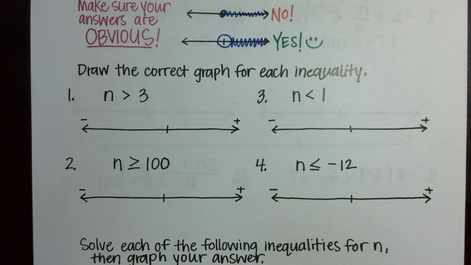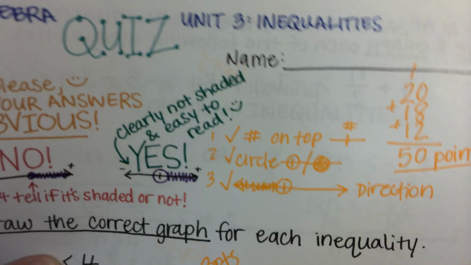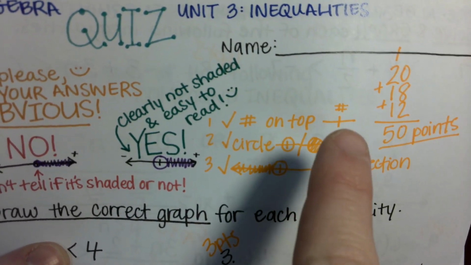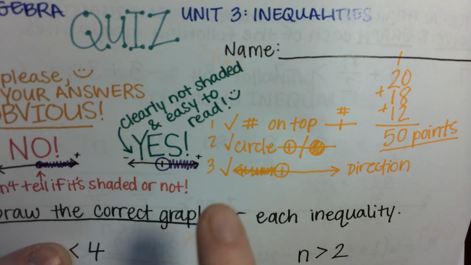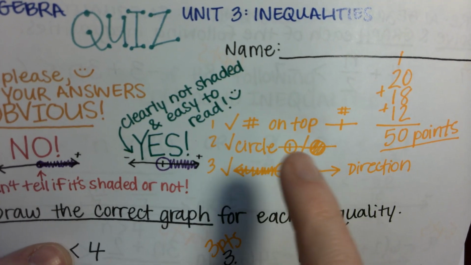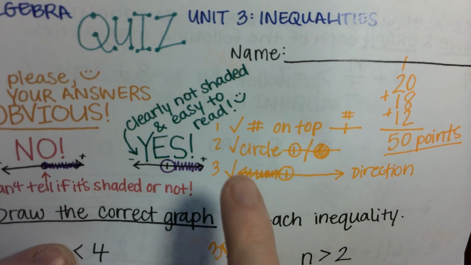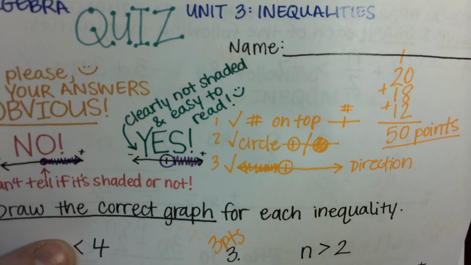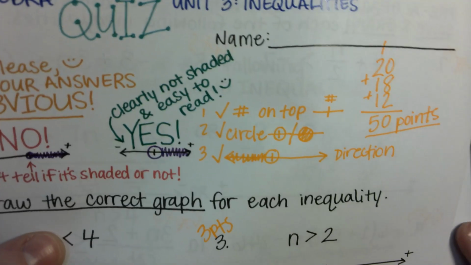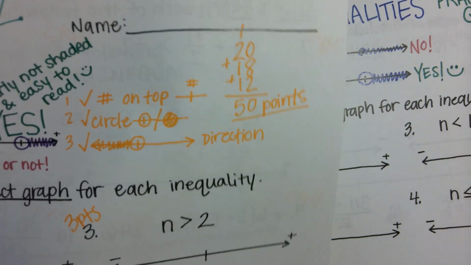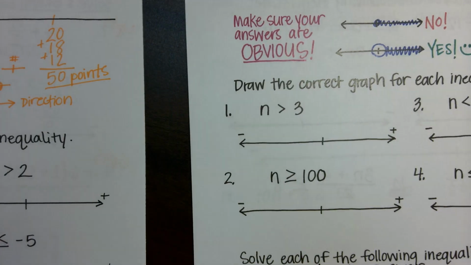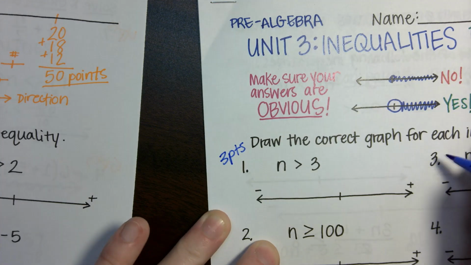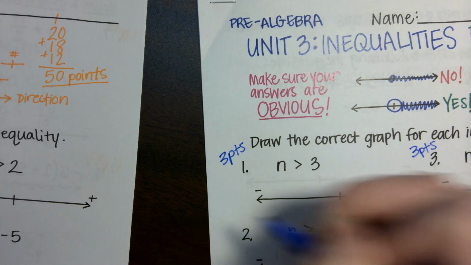Okay, I am looking on your quiz for 3 things. I'm looking for you to have the correct number labeled on your graph. I'm looking for whether your circle is open or shaded, and I'm looking for the direction that your graph is shaded as well from the number. So those are the 3 things I'm looking for. Each of these questions will be worth 3 points. And here, I'll write that little key. These first 4 are going to be worth 3 points each.